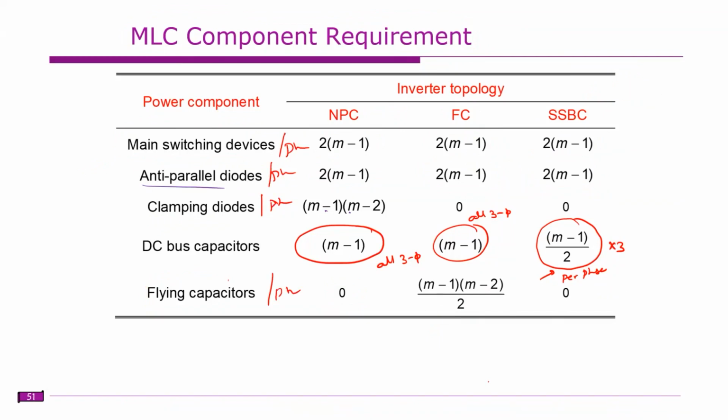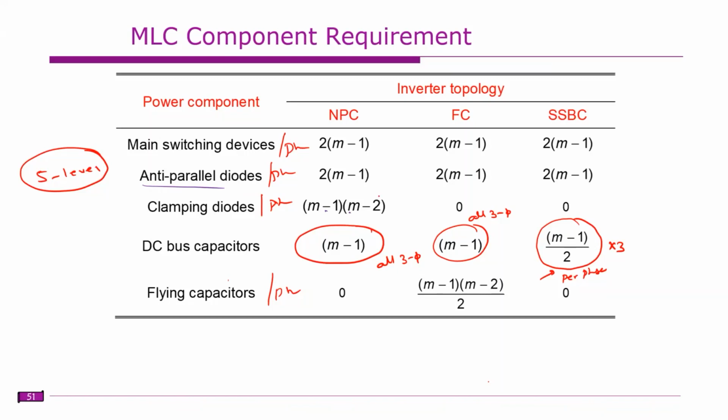So now tell me, which one requires the least number of components? For example, in case of 5 level, which requires the least number of components? Sir, cascade. So this cascaded H bridge should usually require the least number of components, right?